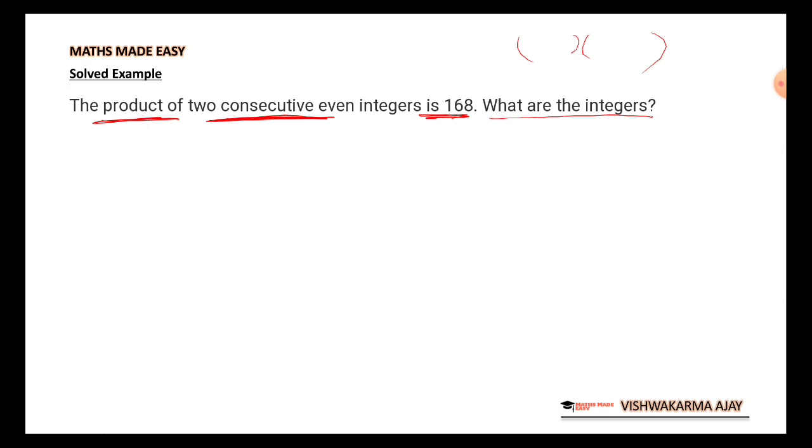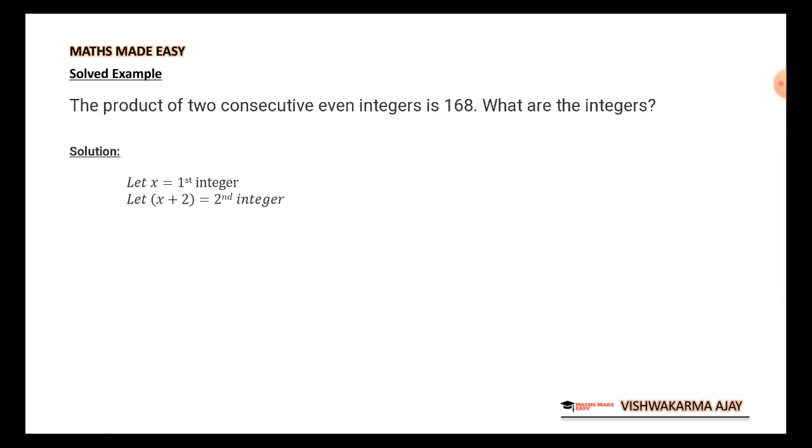Similarly, here we are talking about only even integers. So let's say the numbers could be 8 and 10, 6 and 8, 14 and 16. So they want us to multiply two even integers so that we get 168. So let x be the first integer, and since I'm talking about even numbers, my next number is going to be plus 2. So the other integer is x plus 2.